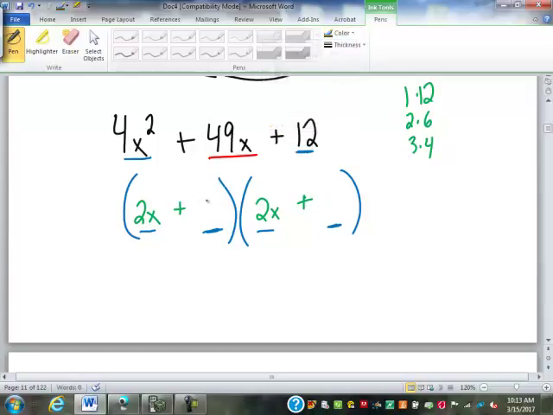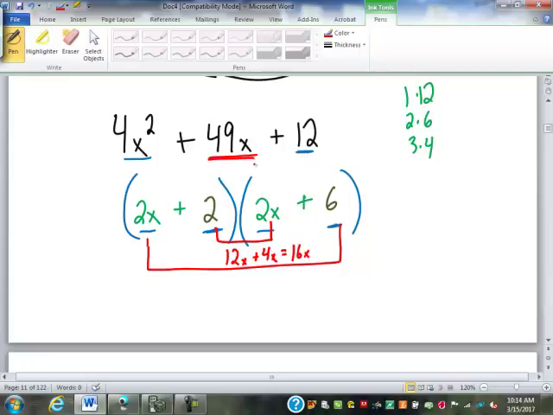So, 3 and 4 don't work there. If we try the 2 and the 6, on the outside, 2x times 6 is 12x. That's looking more promising. 2 times 2x is 4x. 12 and 4 add up to 16x. Still not 49x, but it's closer.